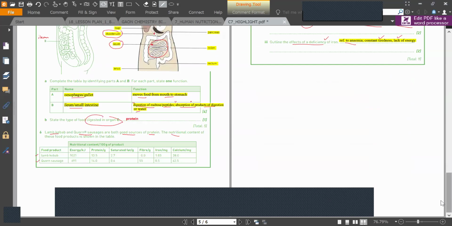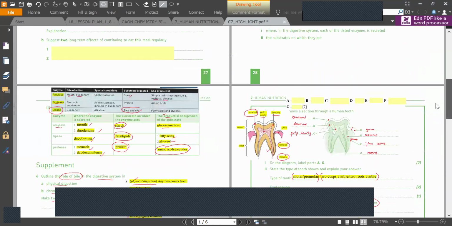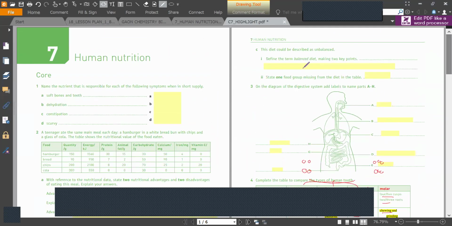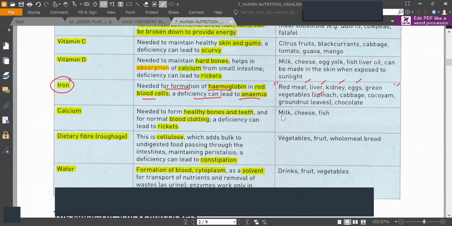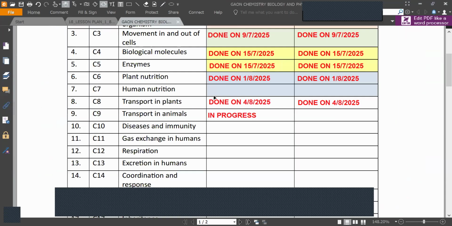So with this, we finish all the practice questions in the workbook. So this is all done. Okay, so this unit 7 is completely done.